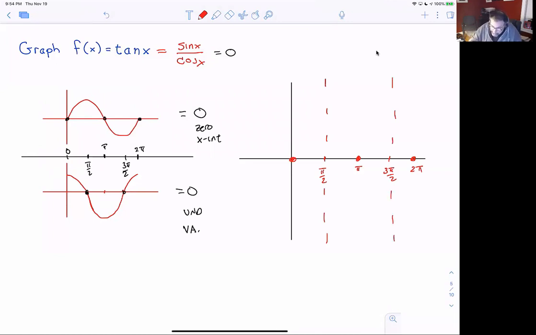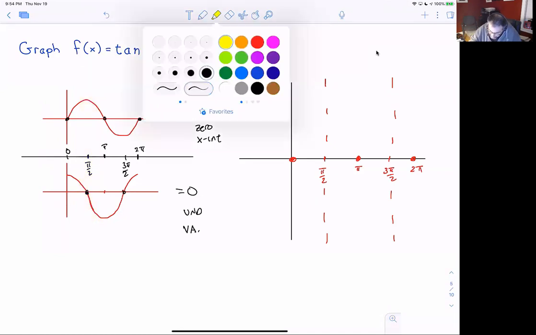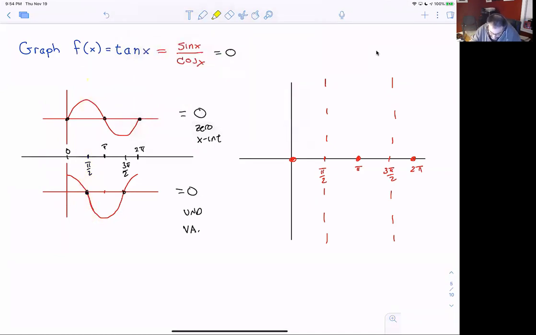So now we just have to figure out which direction do we go in. Does it go like this, up, or does it go this way, down? Another way to think about that is, is the result going to be positive or negative? When you look in this first region over here between 0 and pi over 2, the sine is positive in that region and the cosine is positive in that region. When I divide them, we're going to be positive, and that means the tangent's going to have to go in this direction.